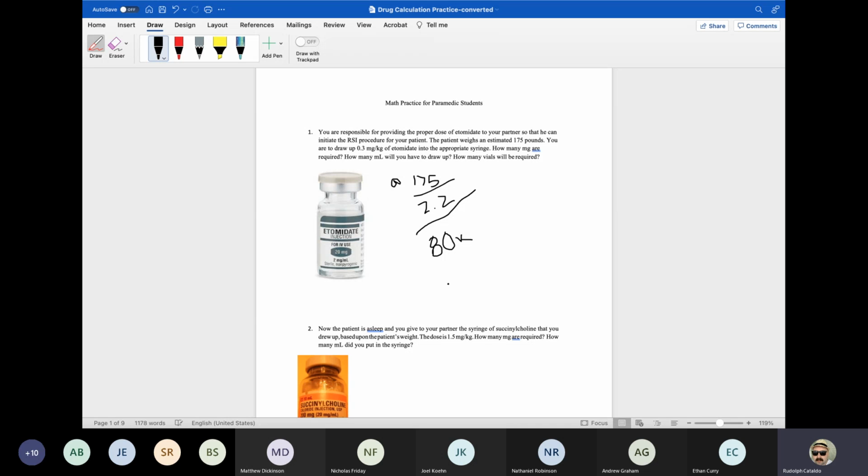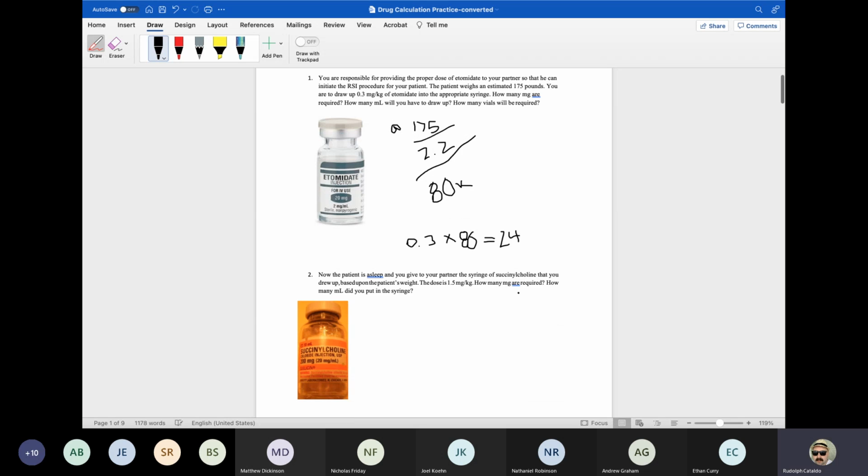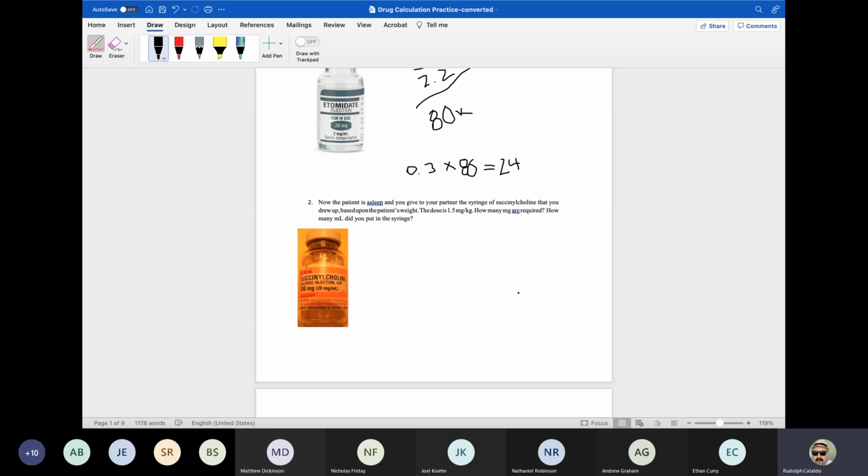So now with our 80 kilos, we need 0.3 times 80 because it's asking for 0.3 milligrams per kilogram. So 0.3 times 80 gives us our 24. I swear to God, my handwriting is usually not this bad. Okay, and we'll move on to the next one too, because that one I can draw a little bit easier.